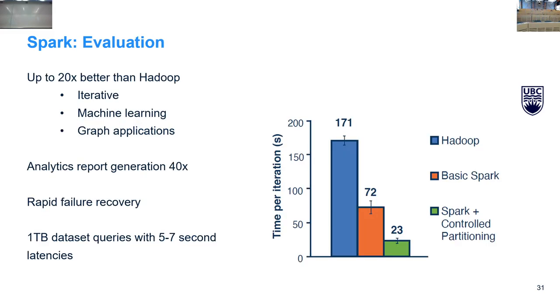The evaluation of Spark was that it was up to 20 times better than Hadoop for specific applications. Anything that was iterative, things that related to machine learning, graph processing. Guess what? If you're doing distributed machine learning, it's probably going to be running on Spark or something even newer than Spark, because there have been a number of systems that have tried to improve on this idea. But the concept of RDDs still sticks around. You'll still see RDDs actively in use.